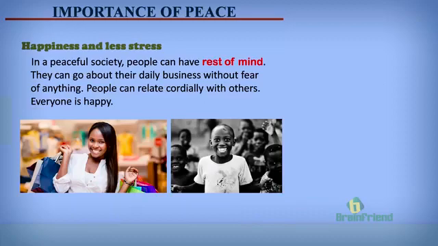Another importance of peace is that there is happiness and less stress wherever you have peace. Now, in a peaceful society, people can have rest of mind. People can go about their daily businesses freely. You do not have fear of anything. People can relate cordially with each other where there is peace.